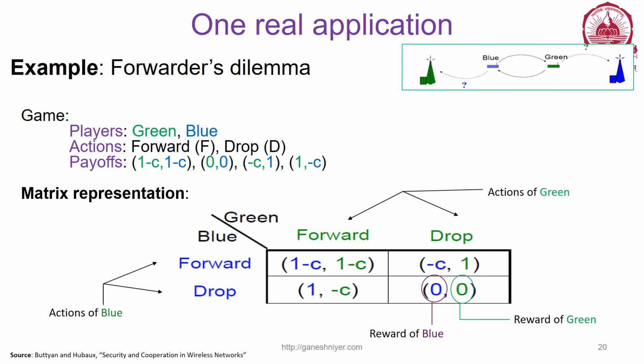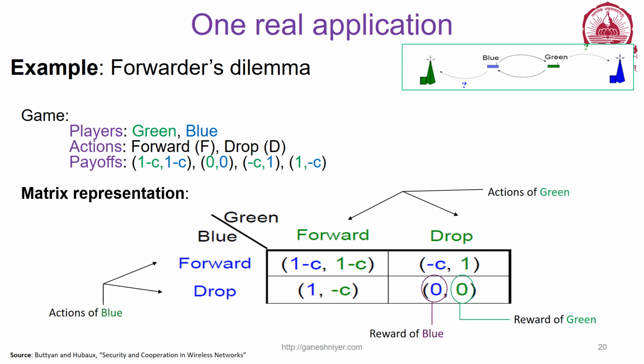So what will be the Nash equilibrium? Naturally, let's take it the way we typically find Nash equilibrium. If green forwards, what is the best strategy for blue? If blue forwards, he will lose some energy. If he drops, he will just gain something. So the best strategy is drop. If green drops, then blue will either incur a cost of minus C or nothing happens. And nothing happening is better than losing energy, so drop. Similar analysis for green, being a symmetric game. So this quickly leads to the Nash equilibrium being drop, drop.